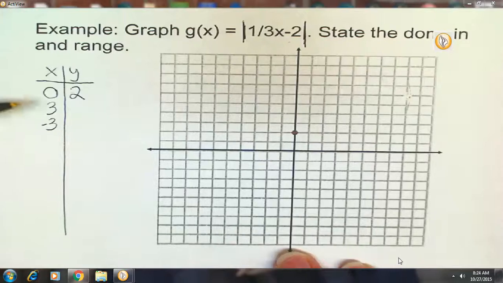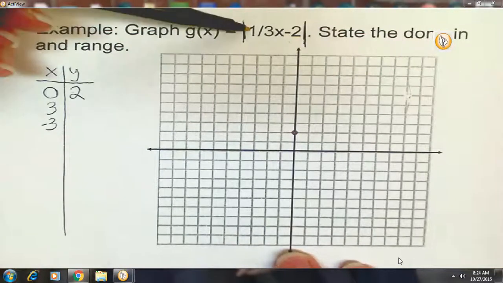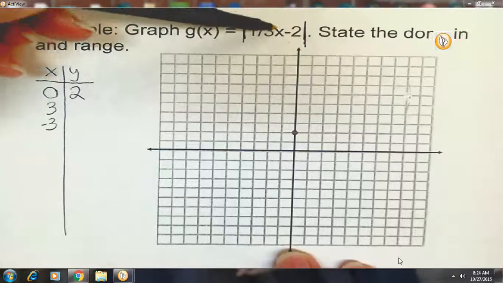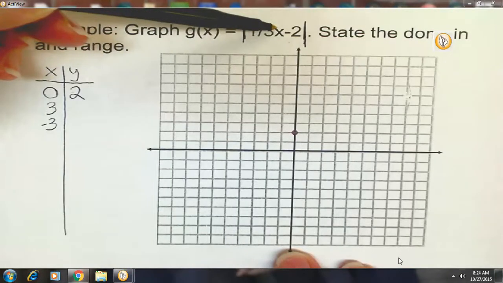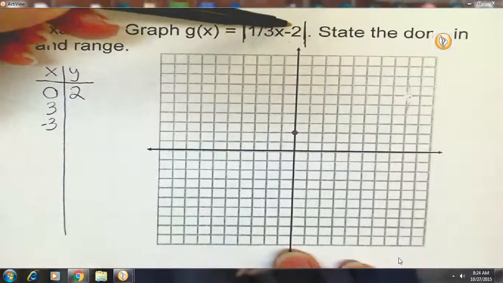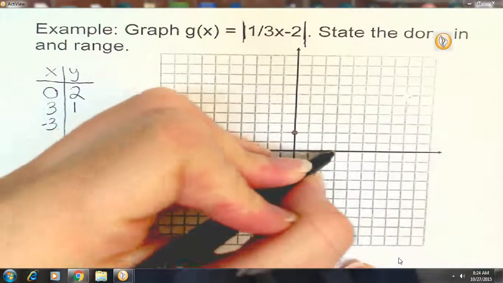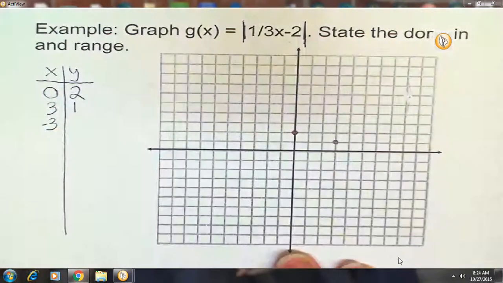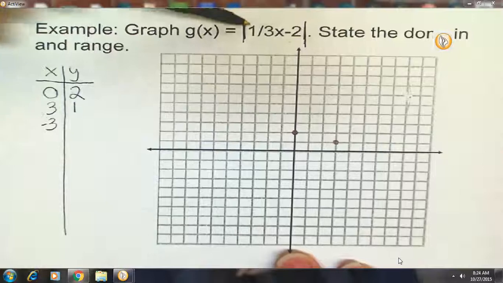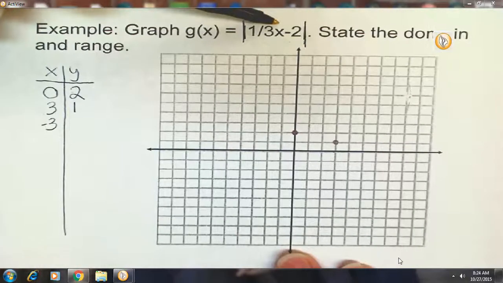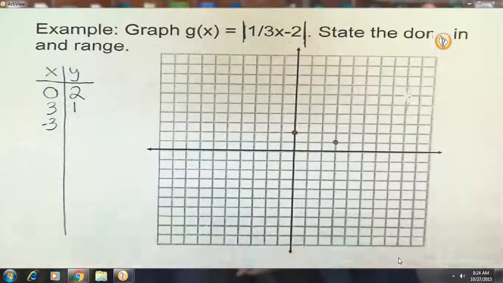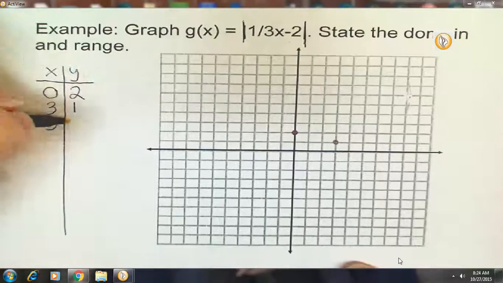The next number that I'll put into my function is 3. 1/3 times 3, what's 1/3 of 3? 1. And 1 minus 2 is -1. The absolute value of -1 is 1. Let's put -3 in. 1/3 times -3. 1/3 of -3 is -1. And -1 minus 2 is -3. The absolute value of -3 is 3.